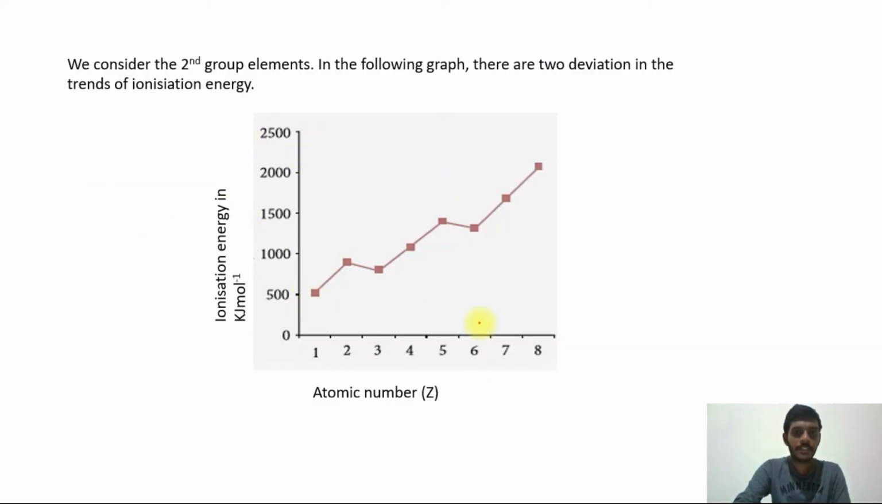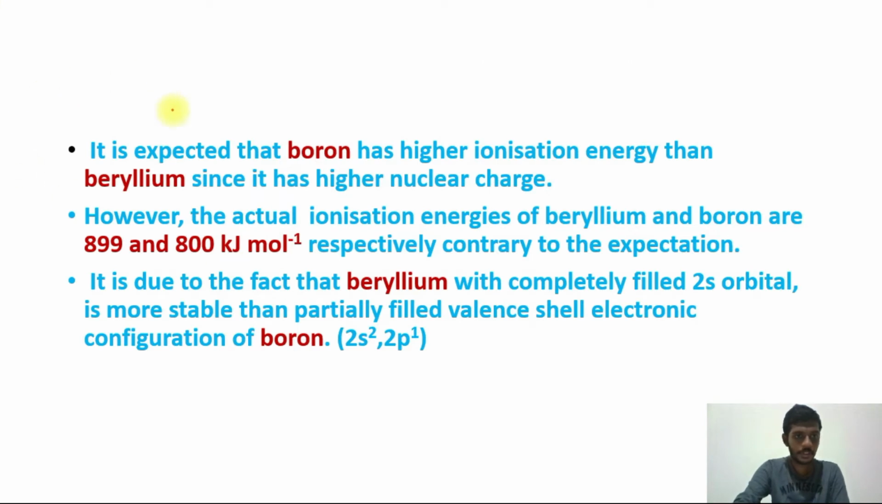This graph represents the second period elements and how the ionization energy varies. This is a plot between atomic number and the ionization energy. Now there are two deviations. It is expected that boron has higher ionization energy than beryllium since it has higher nuclear charge. However, the actual ionization energies of beryllium and boron are 899 and 800 kilojoule per mole. Here beryllium has higher energy than boron.